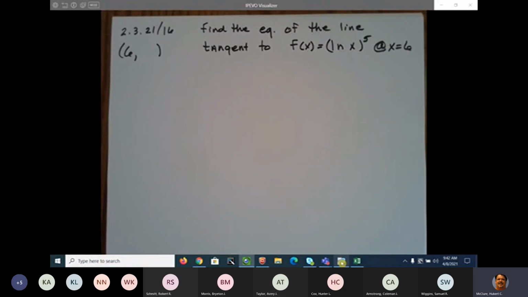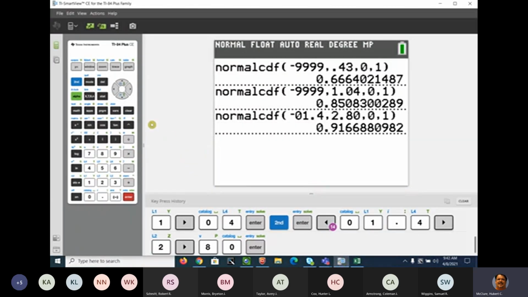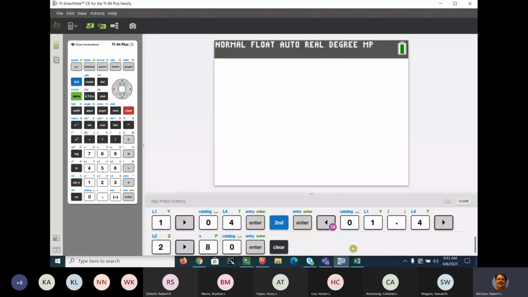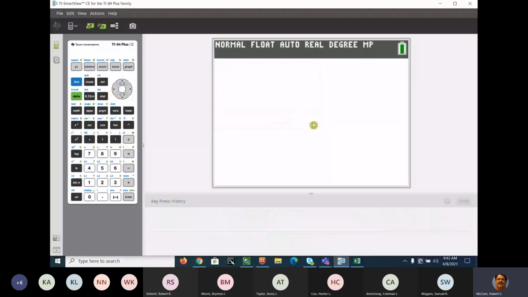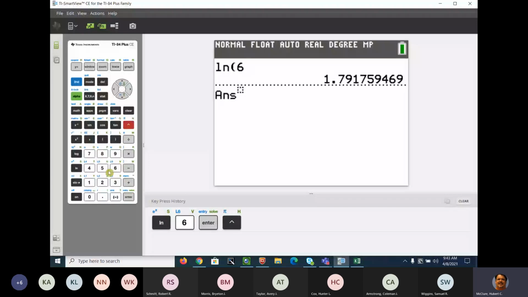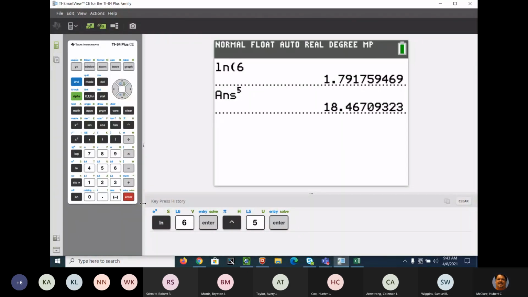So natural log of 6 raised to the 5th power. I got 18. Yeah, I guess that'd be right, because 2 to the 5th power is equal to 32, so that'd be close. I got 18.5. What'd y'all get?